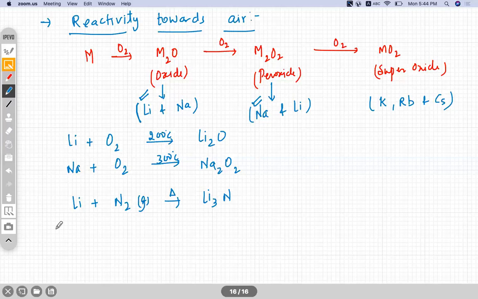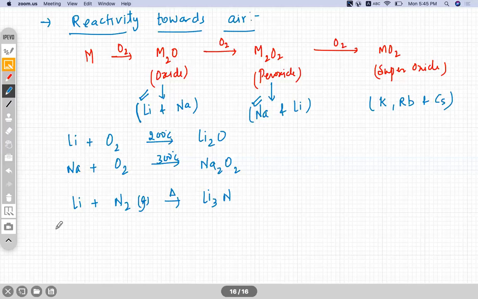Suppose I give you an example: you know this fact that the behavior of the first element is different from all others. Now you get this question: which one of the alkali metals forms nitrides on exposure to air? You don't have any clue what the answer should be, but you know only one point, that the behavior of the first element is different from the other elements. So if the options given are lithium, sodium, potassium, rubidium, like these four options.